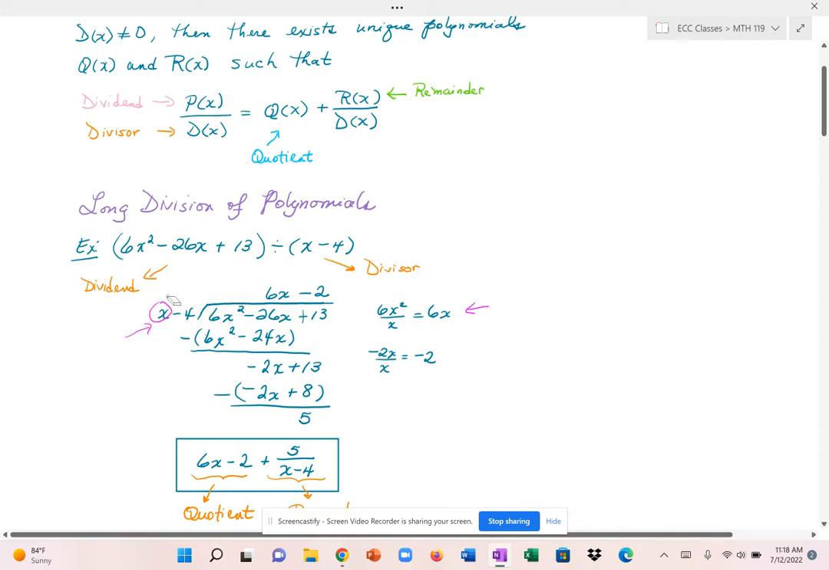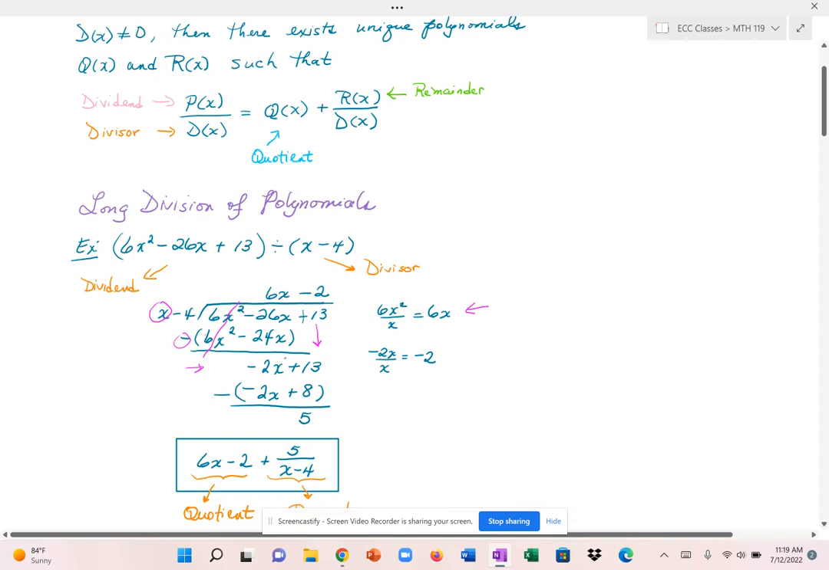And then you have to multiply 6x times x minus 4, and we get the next result, which is 6x squared minus 24x, because it's 6x times negative 4. But then that expression has to get subtracted from the one above. So that minus sign is going to get distributed across. So the 6x squareds will cancel each other out. And then negative 12x, and that 24 will become a plus 24x, is equal to negative 2x... no wait, 12x. And then you bring down the next term.